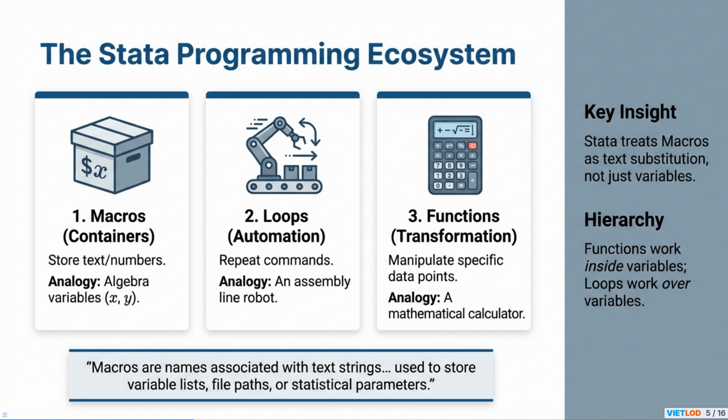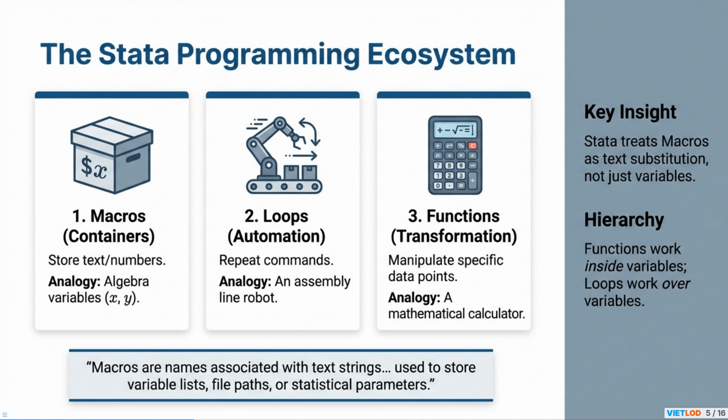First, we have macros, which are essentially containers. They store text or numbers, much like algebraic variables such as x and y. As the quote at the bottom of the slide highlights, macros are names associated with text strings, used to store variable lists, file paths, or statistical parameters. A key insight here is that Stata treats macros as text substitution, not just variables. This is a crucial distinction we'll elaborate on shortly.